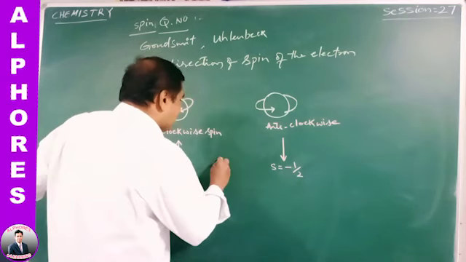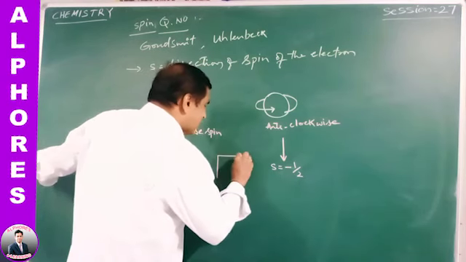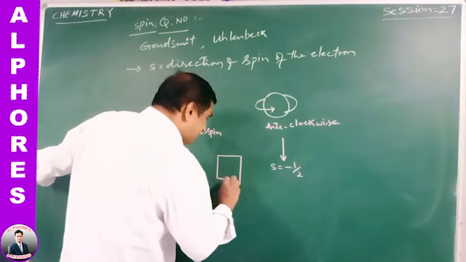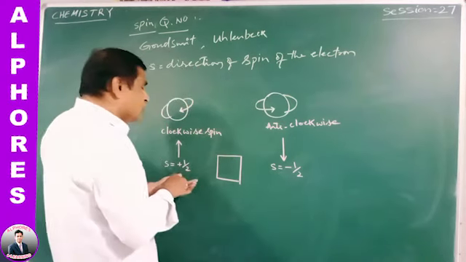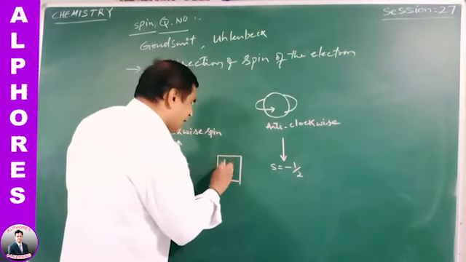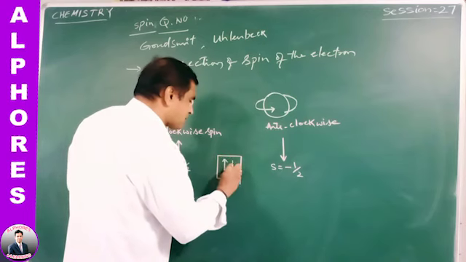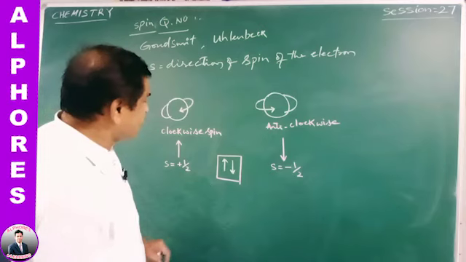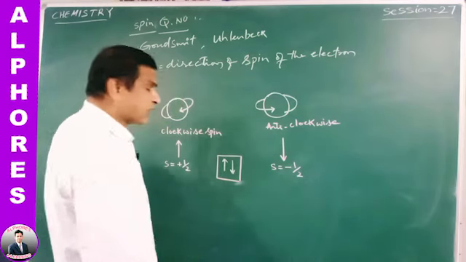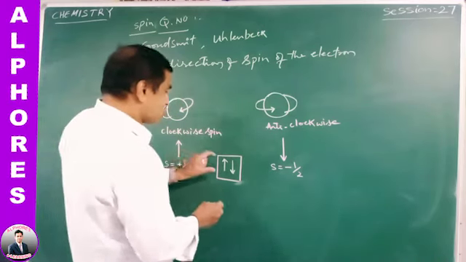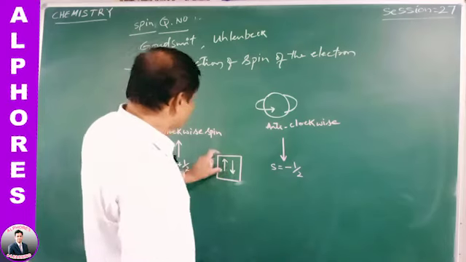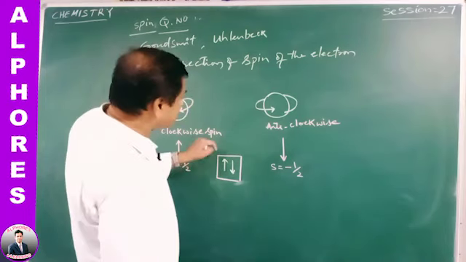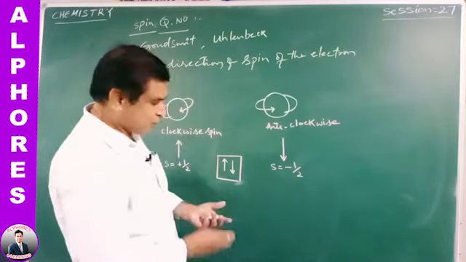To represent a stable orbital, the two electrons in the orbital must have opposite spins. So the two electrons of an orbital must have opposite spin values, that is plus half and minus half.